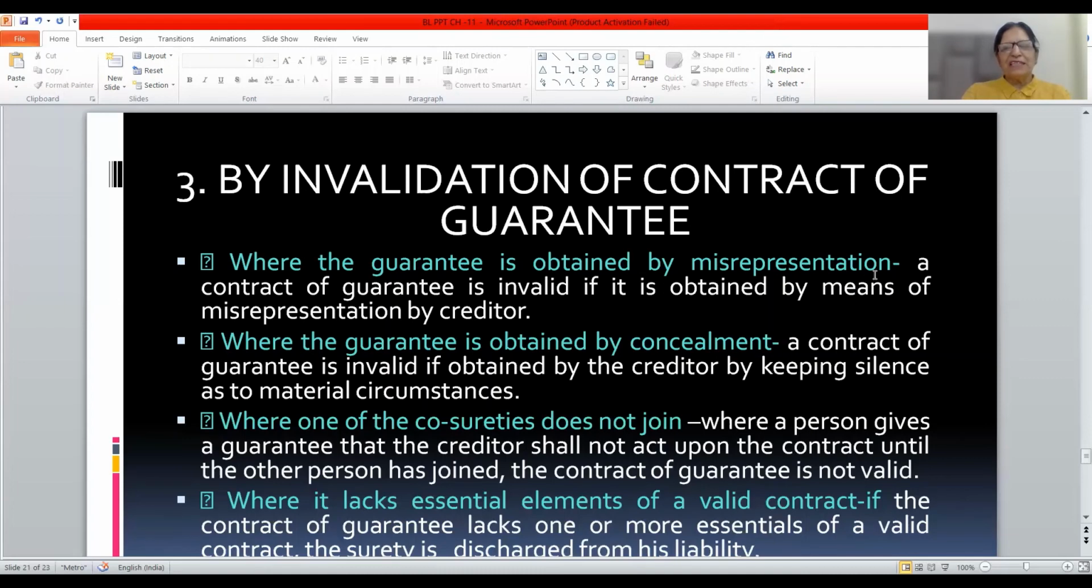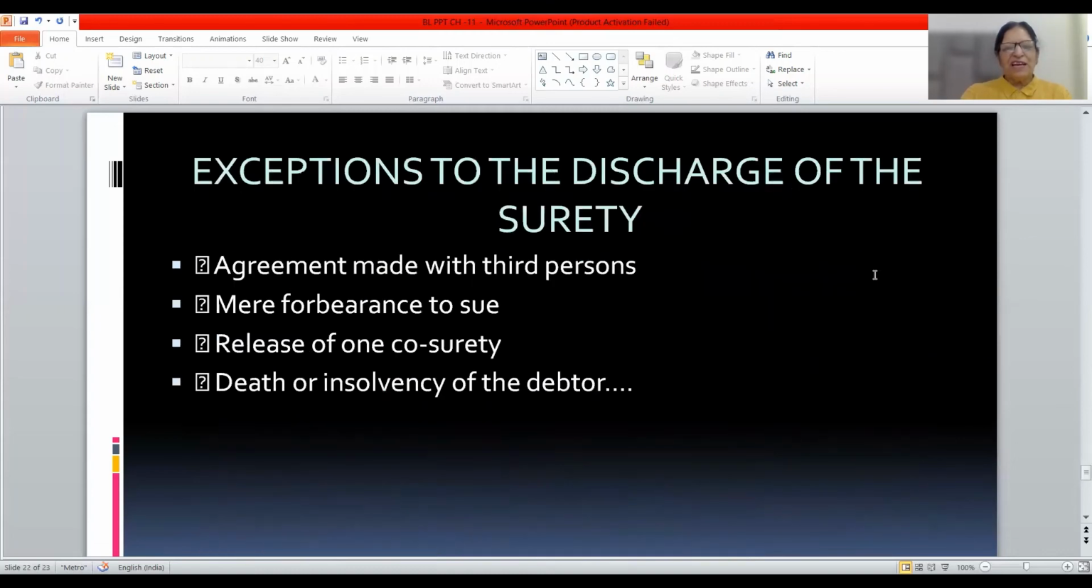When I meet you next, I will take up the second contract under the special contracts, which will be the contract of bailment and pledge. So friends, now a very small heading is left out, which is exceptions to the discharge of the surety. There are certain exceptional cases where the surety will not be discharged from his liability. Agreement made with third parties is the first point. Mere forbearance to sue, release of one co-surety, death or insolvency of the debtor.